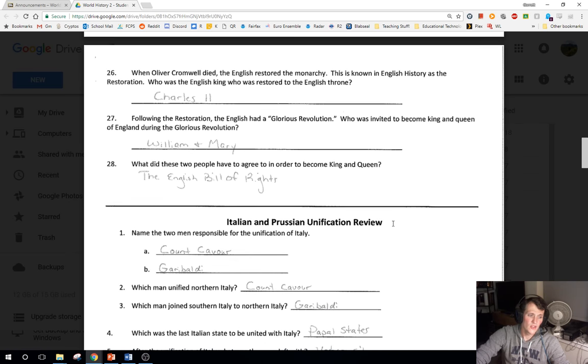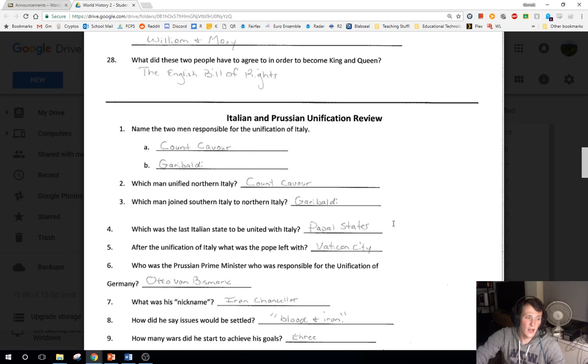Okay, so next on our list, we have the Italian and German unifications, right? The two men responsible for the unification of Italy are a man named Count Cavour and a man named Garibaldi, right? Count Cavour is responsible for bringing together northern Italy, while Garibaldi is responsible for bringing together southern Italy. He's going to join southern Italy to northern Italy, and from there you get quite a bit more of a unified Italy, of course, right?